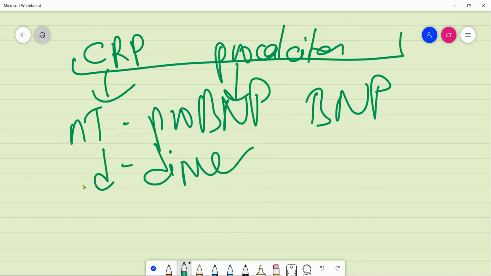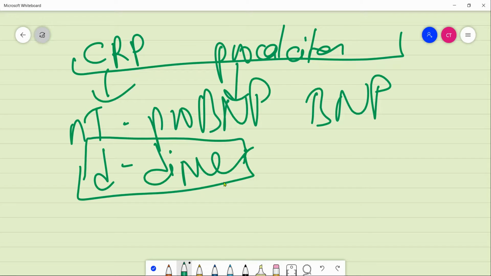D-dimer is also a really controversial thing. Most emergency physicians do not like D-dimer, because if it is elevated, you cannot discharge the patient, more or less. So D-dimer, why is it important in these types of patients? Because a very important differential diagnosis is pulmonary embolism in patients with COPD who present with dyspnea.